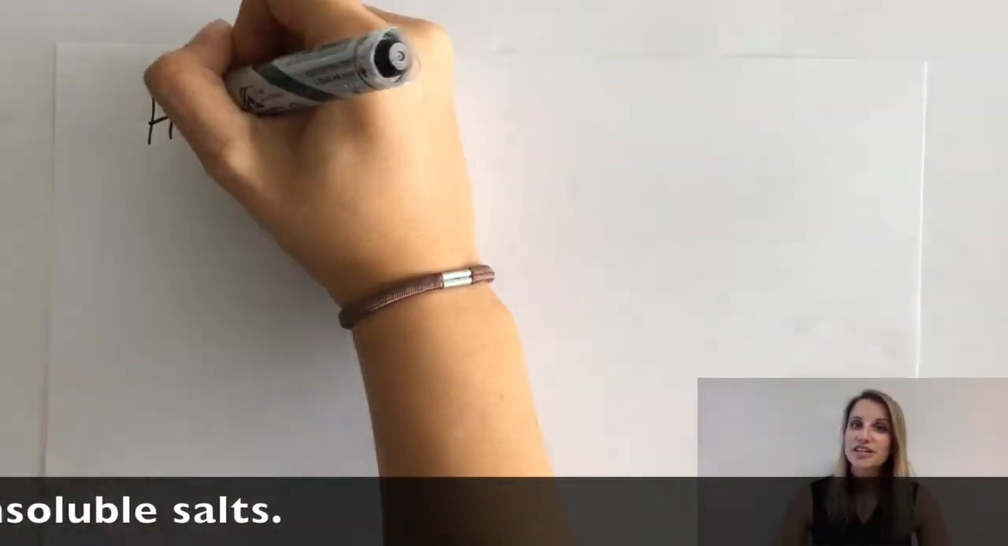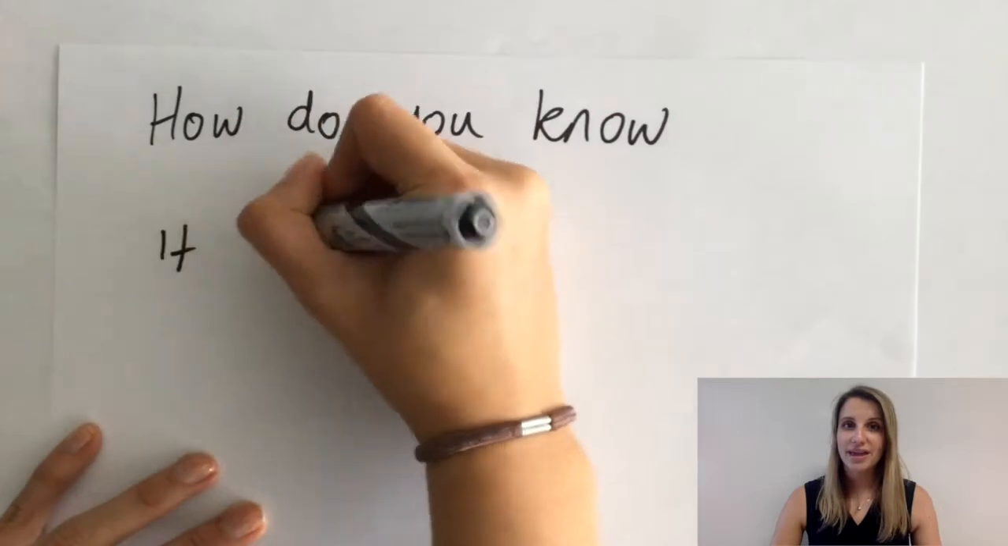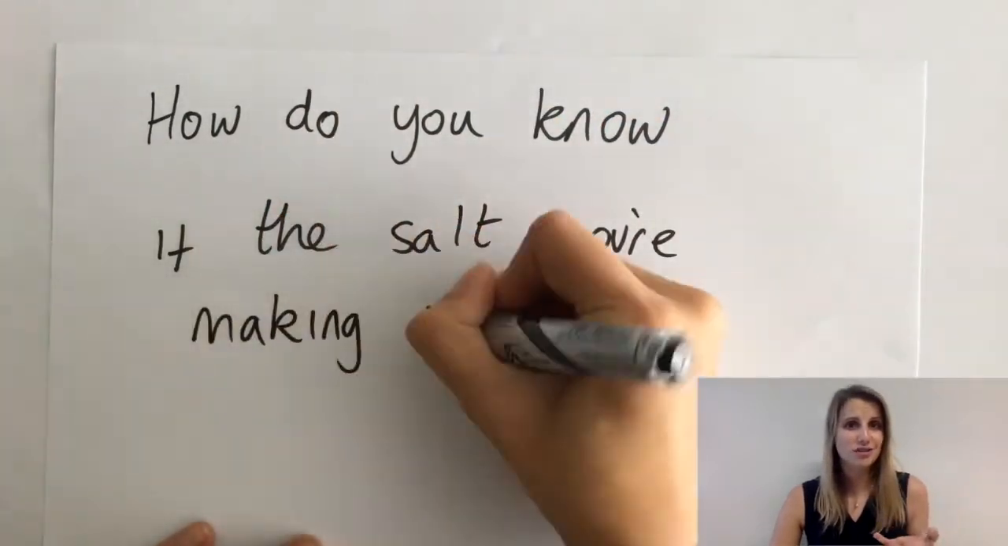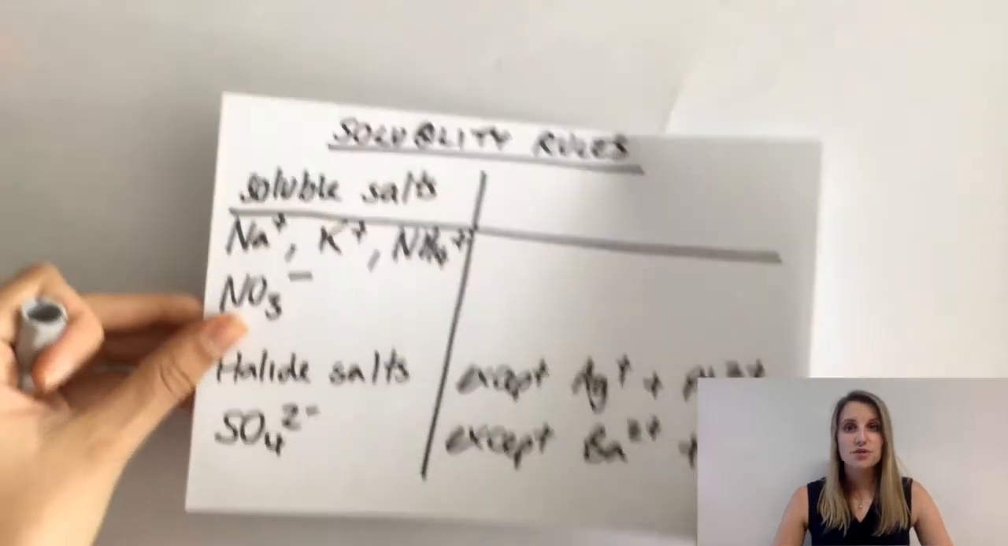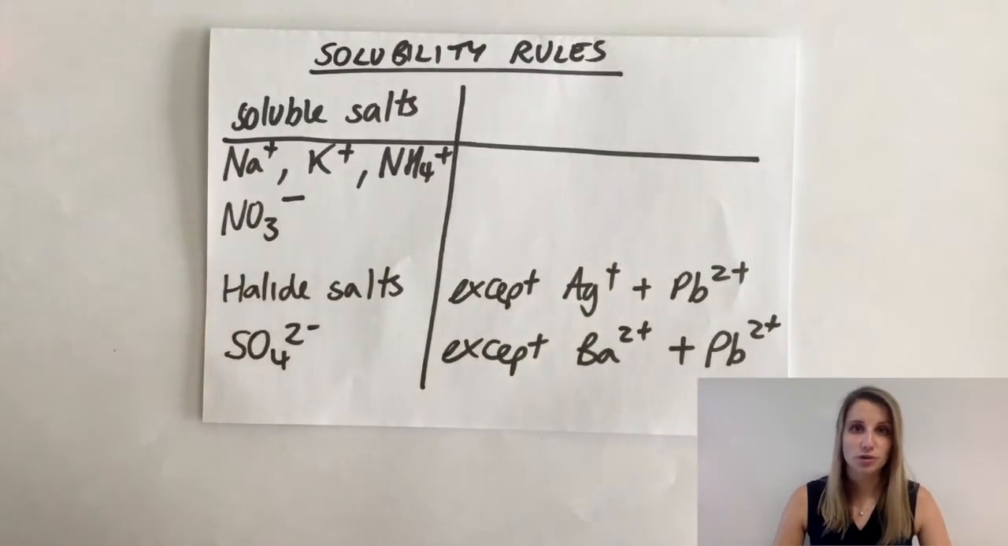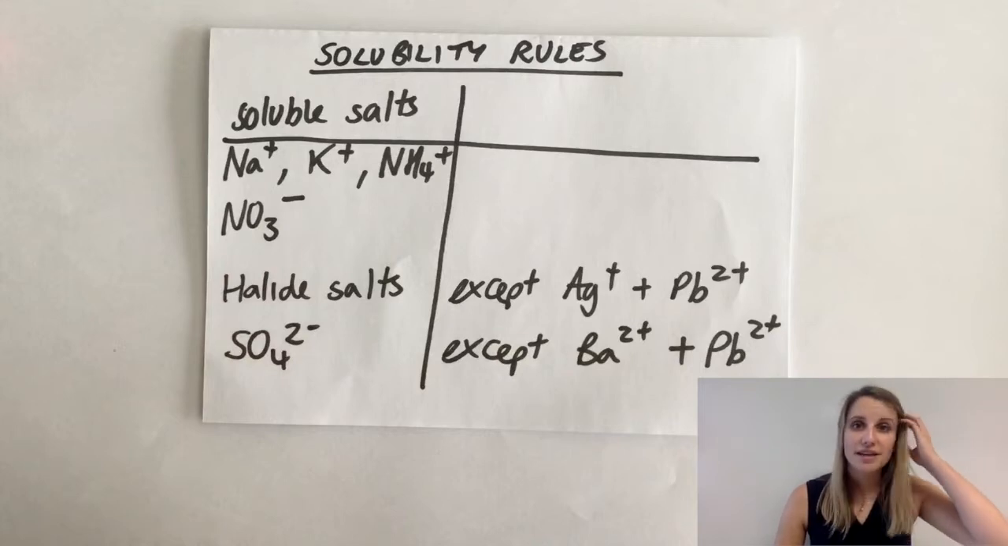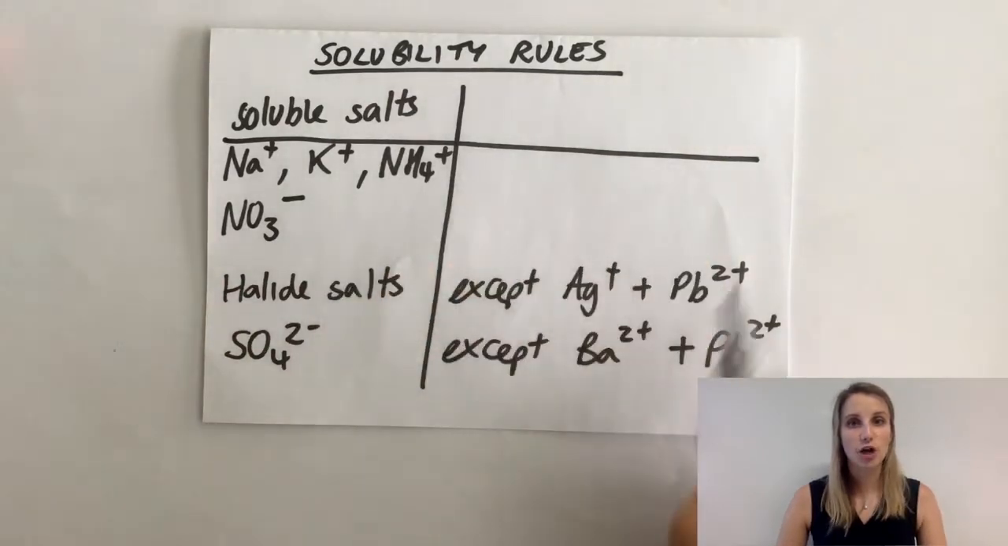The first thing that you need to work out is whether the salt you're making is actually soluble or insoluble. So how are you supposed to know? We use something called solubility rules. If it's soluble, that means it dissolves in water, and if it doesn't fit these rules, then that must mean that it is insoluble. So let's have a look.